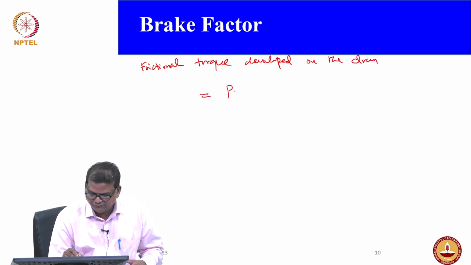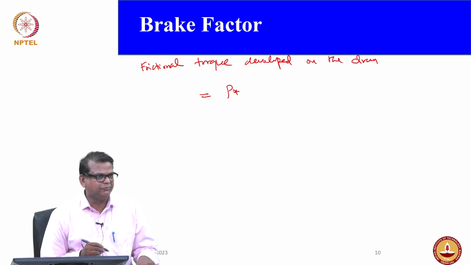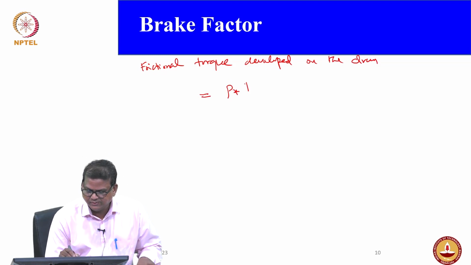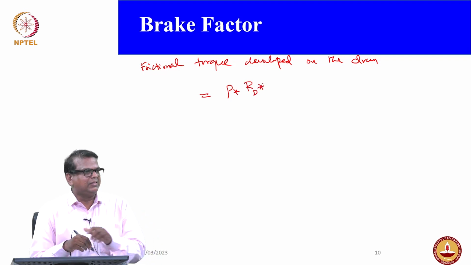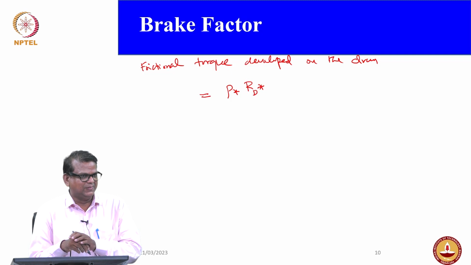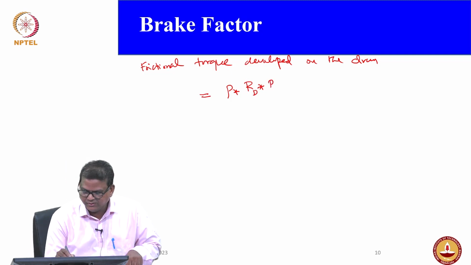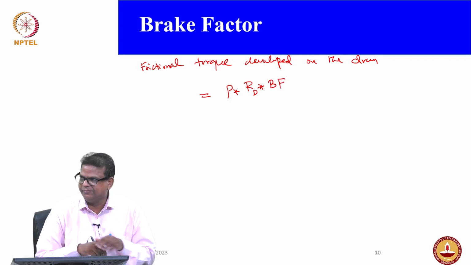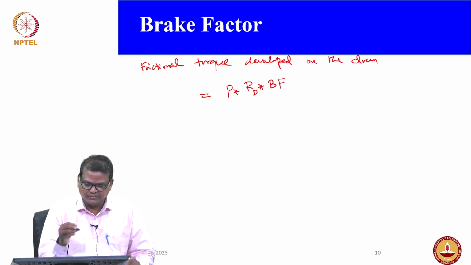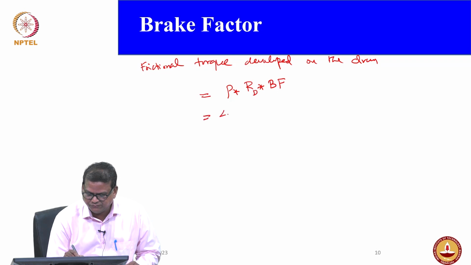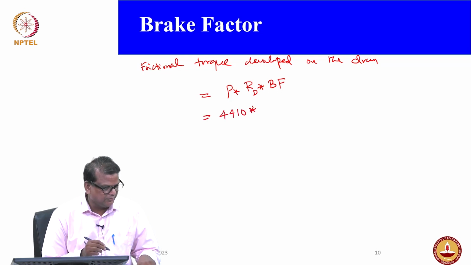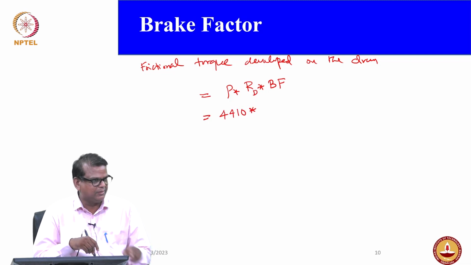So the activation force and the radius of your drum, this is the way the brake factor comes into the picture. Brake factor, BF. So what is the actuation force? 4,410. What is the radius of the drum brake? It's 0.125.